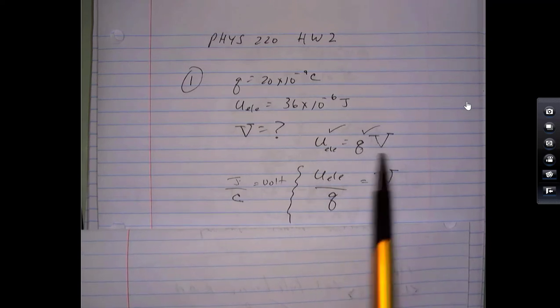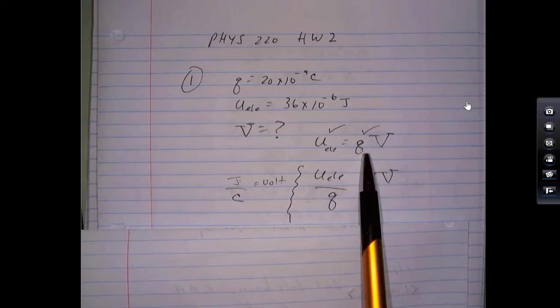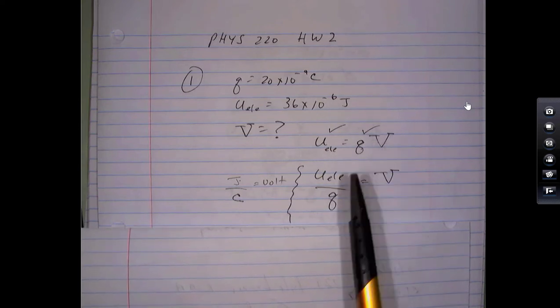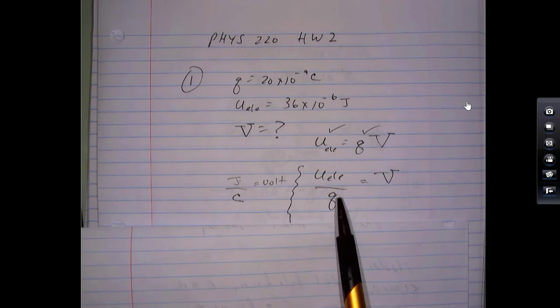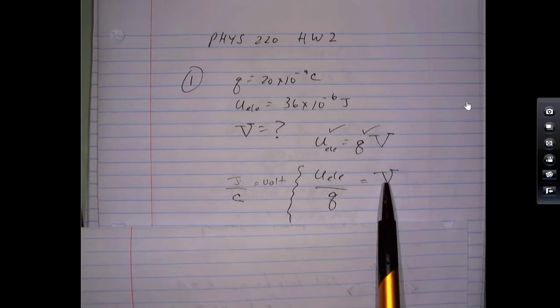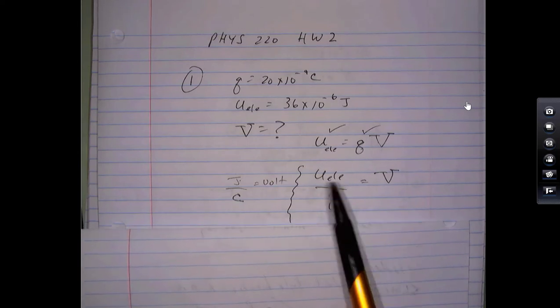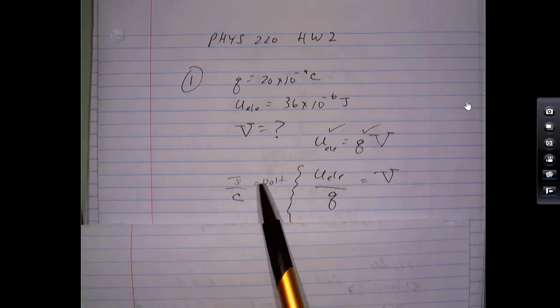Notice there's no absolute value sign here with Q. Okay, so we know the energy and the charge. We want to find the voltage. So energy divided by charge gives us the voltage then. Okay, so this will be joules per coulomb, which is a volt. It comes out in volts.